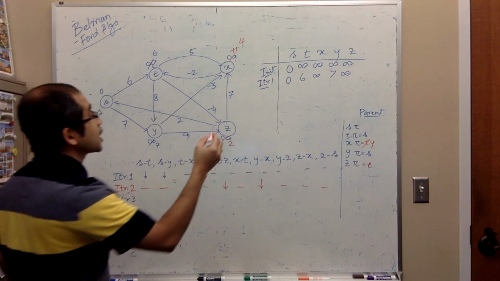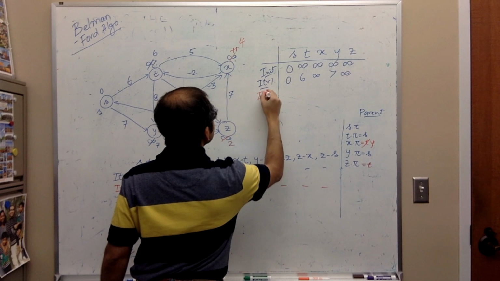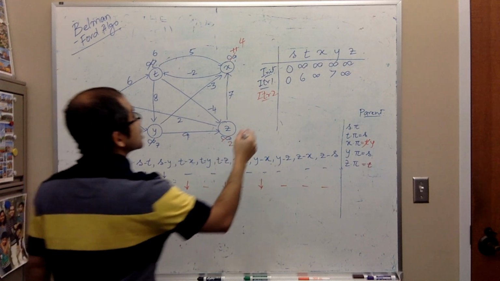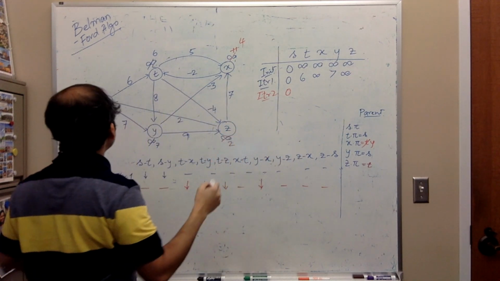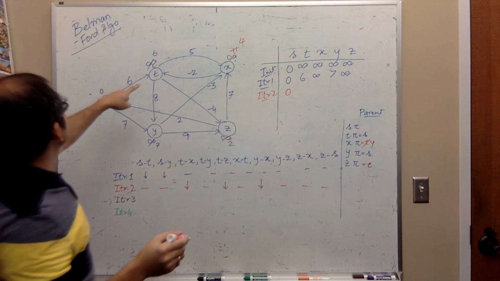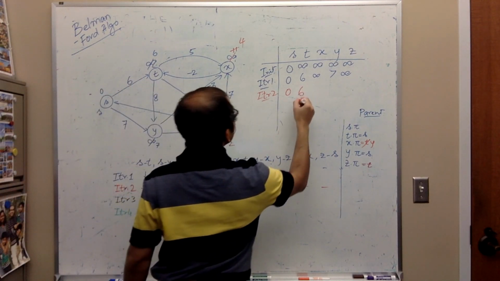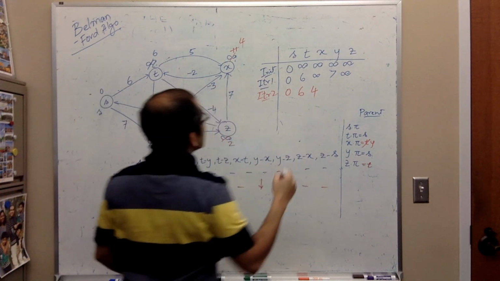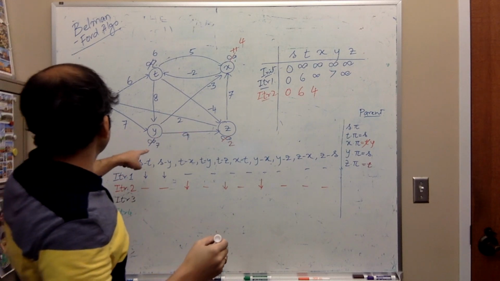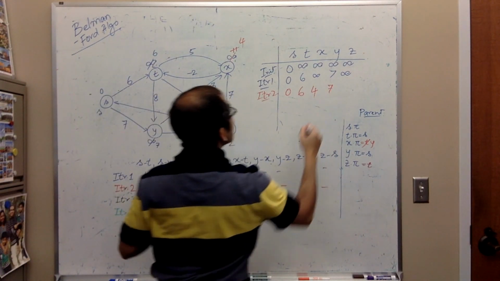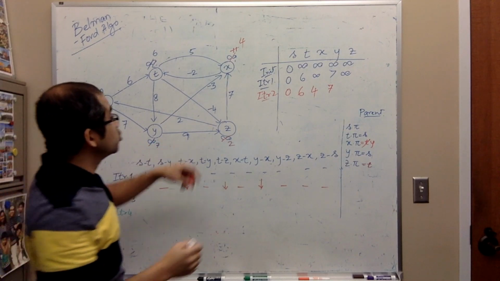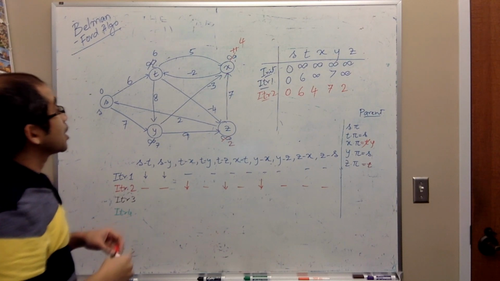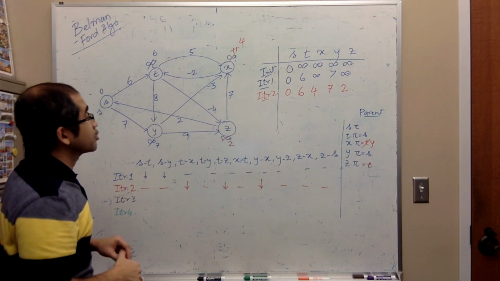At the end of iteration 2, what is the distance estimate? Let me write it here. For S it is still 0. For T it is 6. For X it is 4. For Y it is 7, and for Z it is 2. So this is the new distance estimate for the vertices in this graph using the Bellman-Ford algorithm.